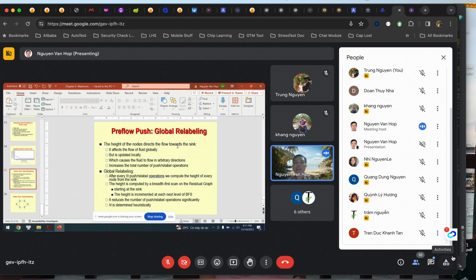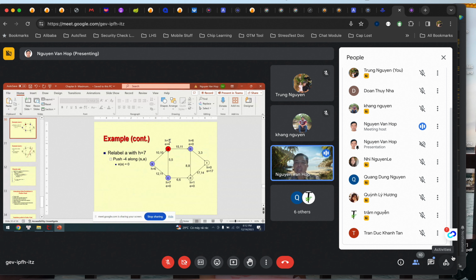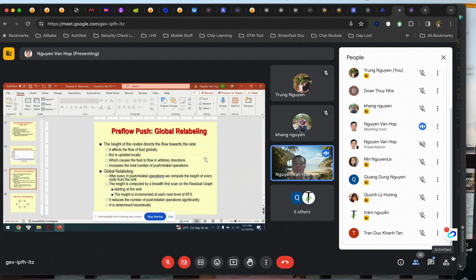And the height of the node directs flow to the sink. That is always the height directed from the source to the sink. Okay. Therefore, it affects the flow of fluid. The reason why we have flow backward and forward is because the height here is, you see, not higher. You see here it's not the height from the source to the sink. Actually, the height on this side should be higher than this side. Okay, that is some summary for this one.